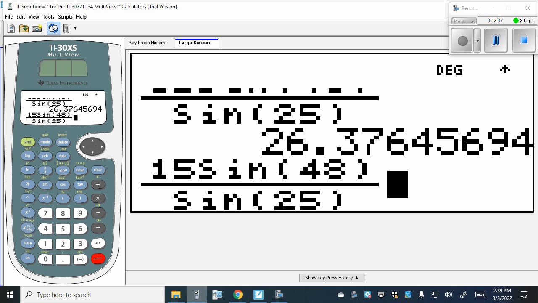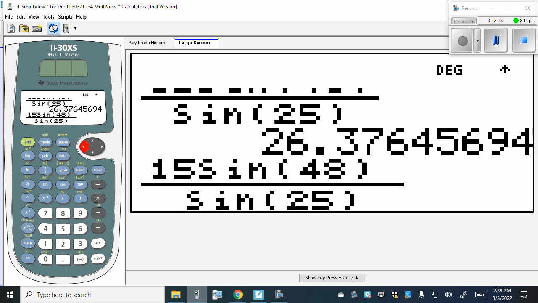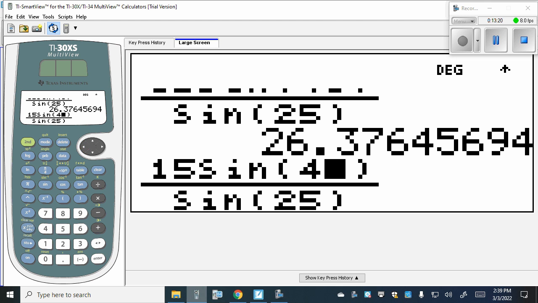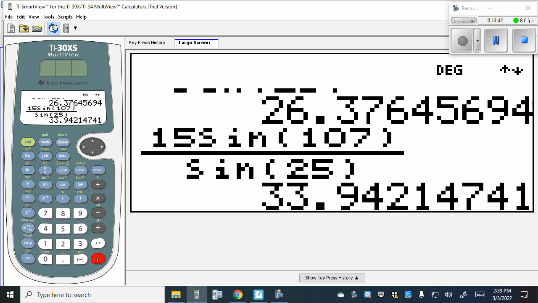But we can bring that back down. Because if I go up and highlight it and press enter, it'll copy it back down, because the only real difference between what we typed in the first time and what we need to type in now is that I don't need 108, or I don't need 48. I need what? 107. So I can replace one number with 107. And I get the answer.